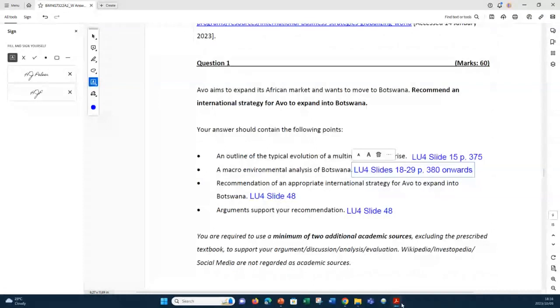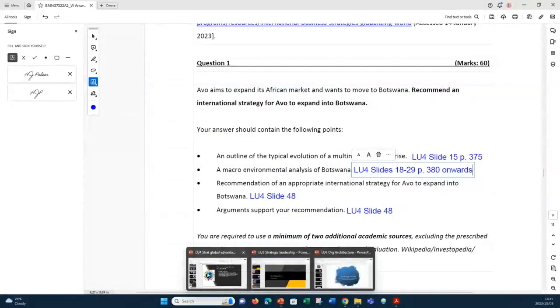If we then look at the appropriate international strategy for them to adopt, I put slide 48. Thanks, Boyo.